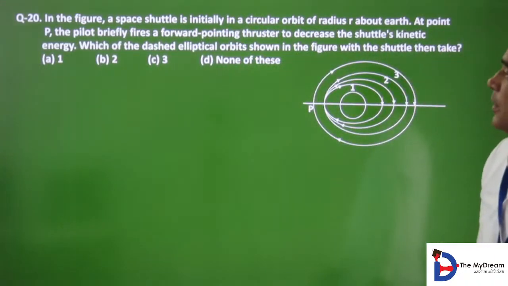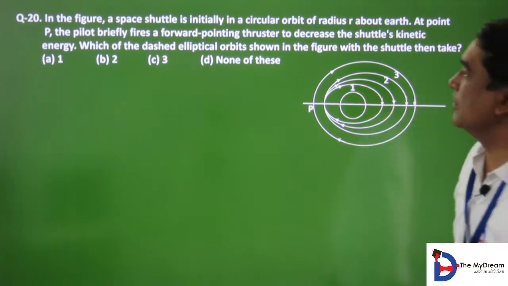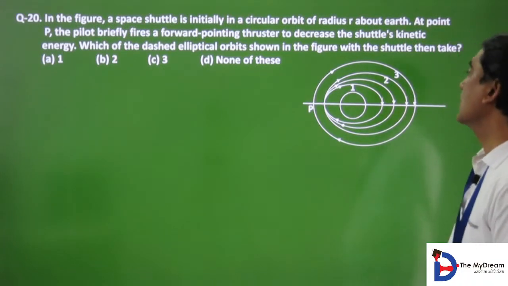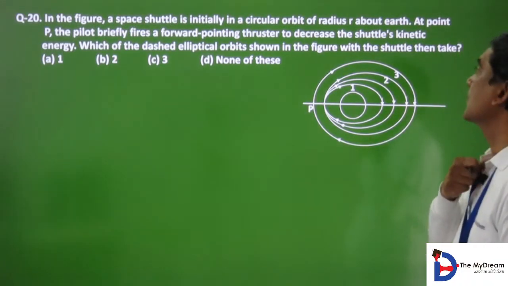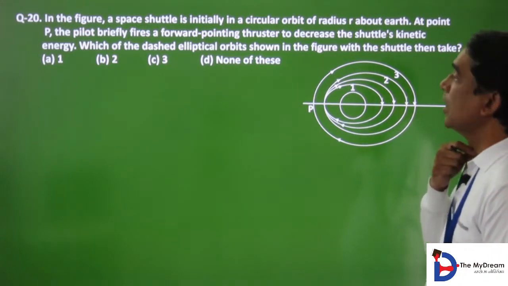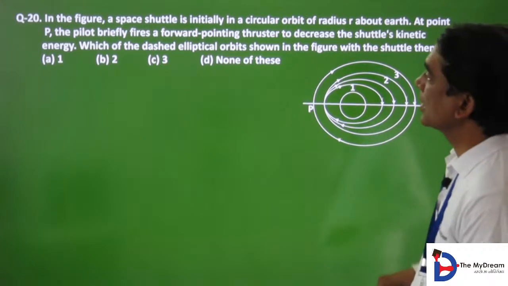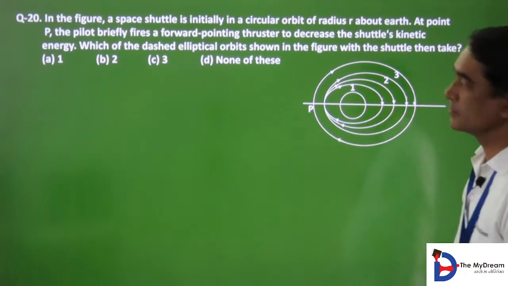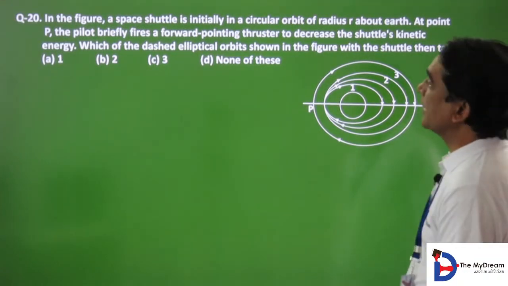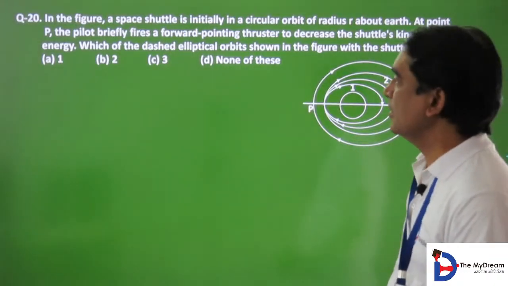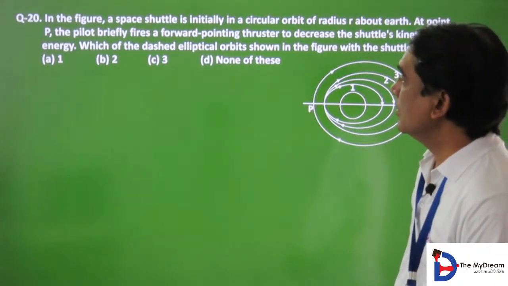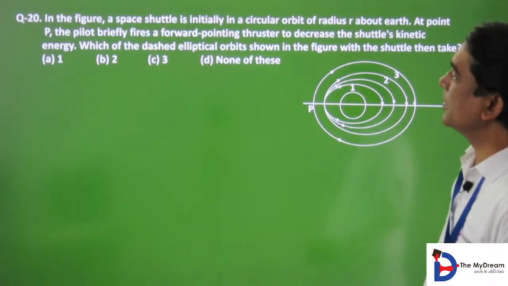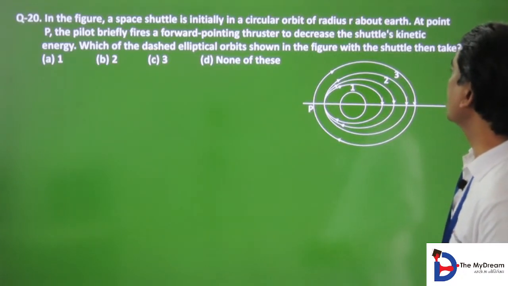Now, in the figure, the space shuttle is initially in a circular orbit of radius r. At the point P, the pilot briefly fires a forward pointing thruster to decrease the shuttle kinetic energy. To decrease the shuttle kinetic energy, which of the shaded elliptical orbits will the shuttle then take?